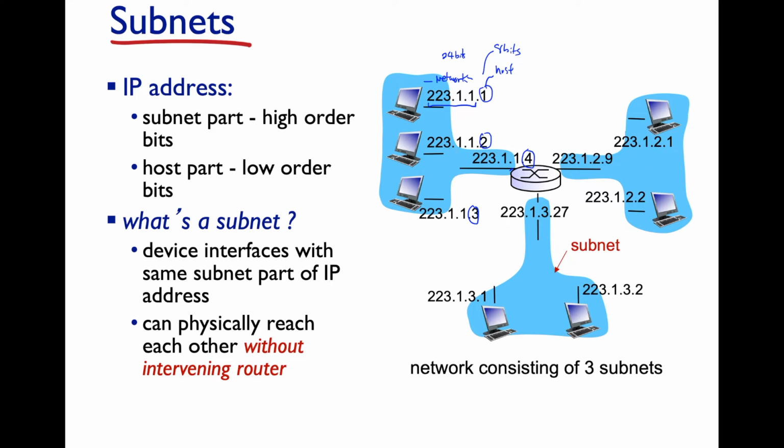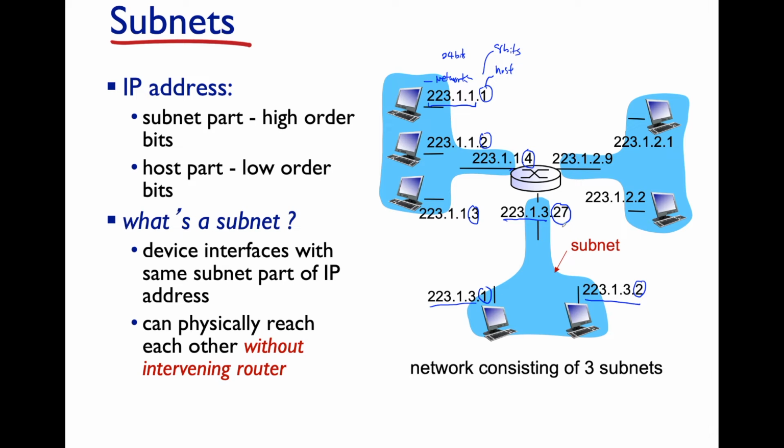If you cast your attention onto this other subnet or other network, well, this is the 223.1.3 network. It's different from the 223.1.1 network. The 223.1.3 network has a number of hosts. This is the first host on the 223.1.3 network. This is the second host on the 223.1.3 network. And this is the 27th host, the interface to the network card on the router on that network. It's the 27th host on the 223.1.3 network.